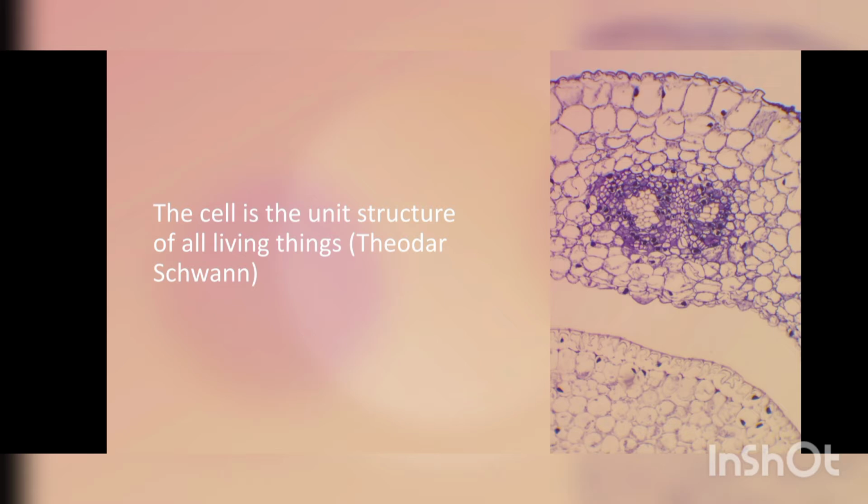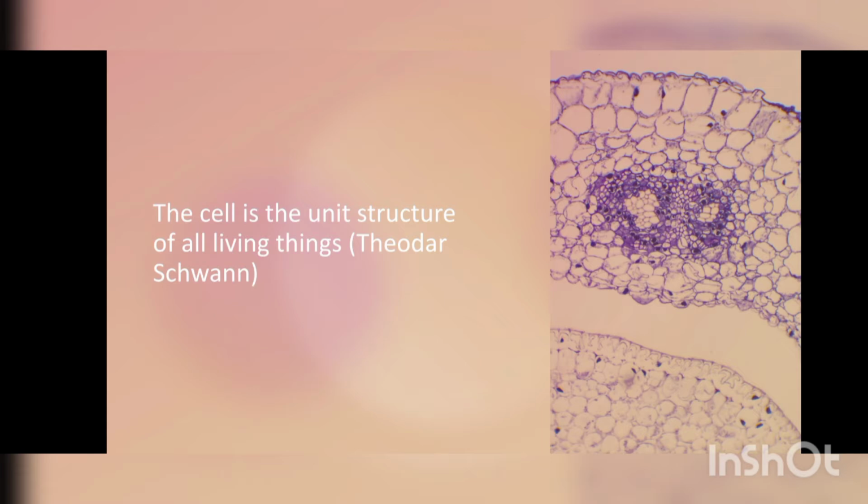Second point: the cell is the unit structure of all living things. You know what a cell is. I told you a cell is a very small unit. If we split our body, we get organs, and if we split organs, we get tissues, and if we split tissues, we get cells. If we split the cell now, we get nothing from it. So you can say that the cell is a unit structure, means the smallest structure. A cell can't be divided, so it is the unit structure of any living thing. And this theory was given by Theodor Schwann.